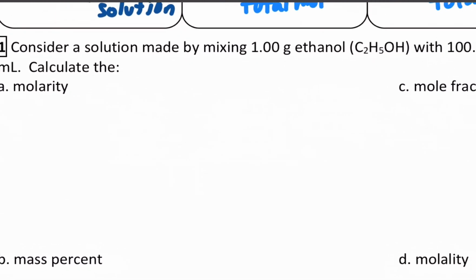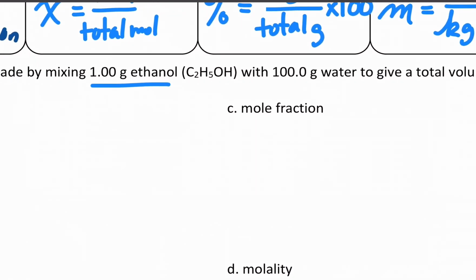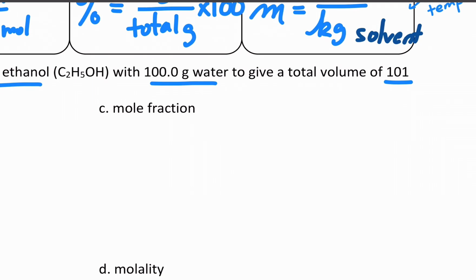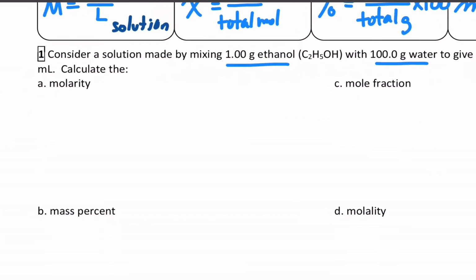So let's practice this. Let's say we have a mixture that's made out of 1 gram of ethanol with 100 grams of water, and the total volume is additive. It's 101 milliliters. What are these four things? The molarity, the mole fraction, the mass percent, and the molality.